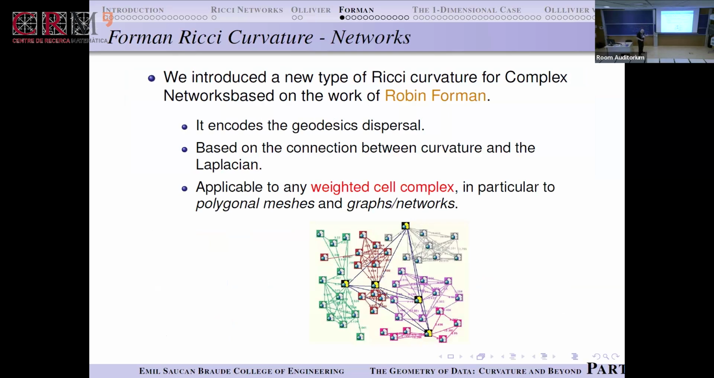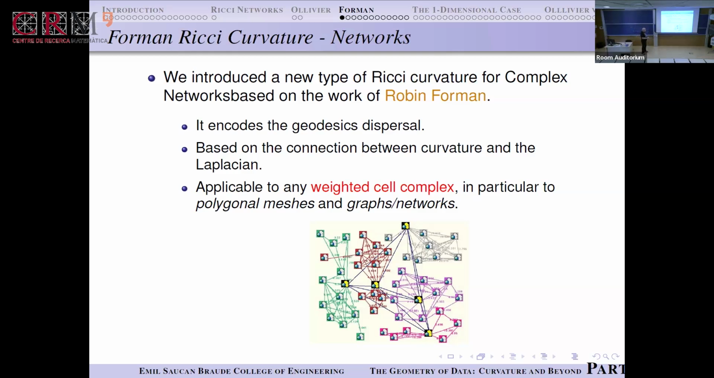Just making an observation. Anyhow, it encodes a geodesic dispersal. If you remember, I told you, and this is important, that each discretization captures or models another property of the classical notion. So this captures the geodesic dispersal. We'll see why in a couple of slides. Its definition is not based on transportation, but on the connection between curvature and the Laplacian operator, which is a very classical thing. What makes it beautiful for me, at least, is that it's maybe not the most elegant mathematics, but it's ready-made for complex networks and their generalization.